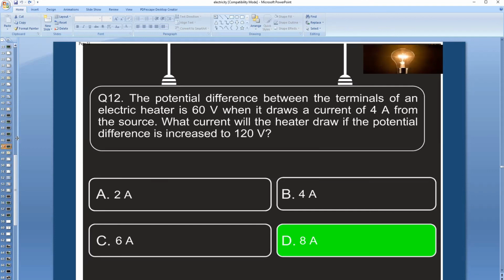This answer is very simple. While using 60 volts, we got 4 amperes. If you use double of it, what about the current? It also will be double. As you know, V is directly proportional to I. Once potential increases, electric current also will increase.